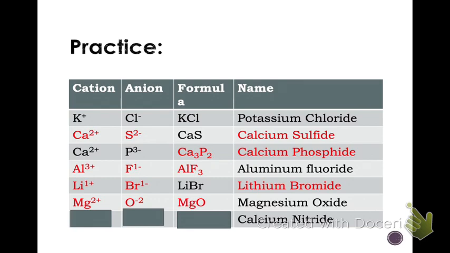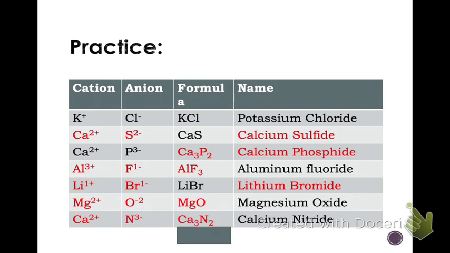So notice when we have one of each, we don't put any ones as subscripts. We just leave it blank. If there's no subscript after the symbol, it automatically means 1. We only have to put subscripts for more than 1. So calcium nitride: calcium has a +2 charge, nitride has a -3 charge, and so it's Ca3N2.